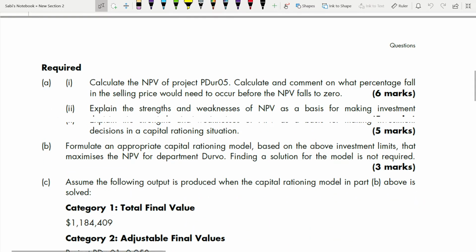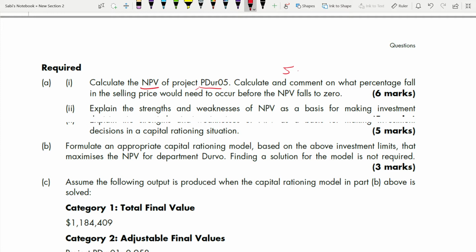Part A is asking to calculate the net present value of the project. There are 5 projects. Out of these, only the last project, project 5, you have to calculate the net present value. And calculate and comment on what percentage fall in the selling price would need to occur before the net present value falls to 0. So this is talking about sensitivity analysis. By how many percentage the sale price has to fall, or the cost has to increase, before net present value falls to 0. This type of question means they are talking about sensitivity analysis.